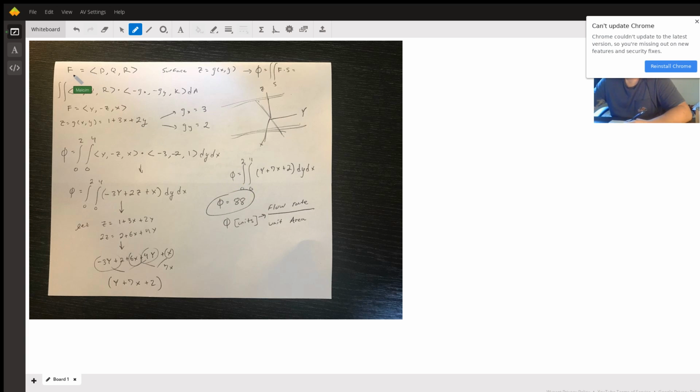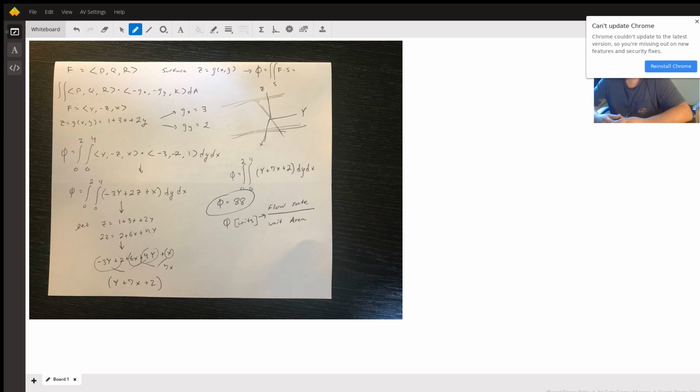the flux. So flux is a quantitative flow rate per unit area. There's electric flux, there's momentum flux. There are a lot of applications of flux, and here we're just going to use arbitrary units in the Cartesian system.